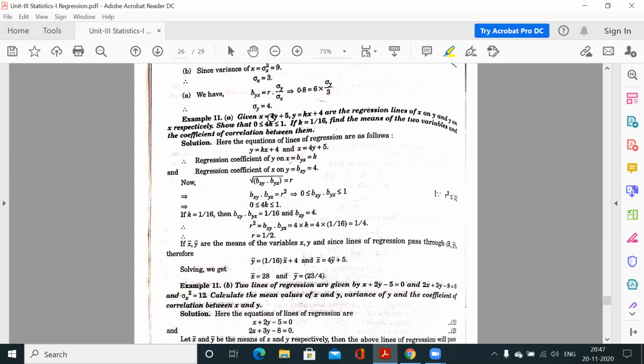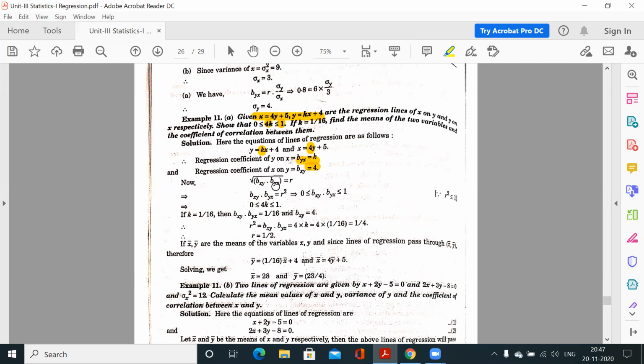So now these are two regression lines, the regression line of x on y and y on x. So the first is the x line, the second is the y line. Show that 0 is less than or equal to 4k, less than or equal to 1. Because this is the x line, we can get bxy from here, the regression coefficient of x. So solving this for x, x is equal to 4y plus 5. So the coefficient of y is our bxy. So bxy is 4 and this is the y line. So the coefficient of x is byx. So this is byx.